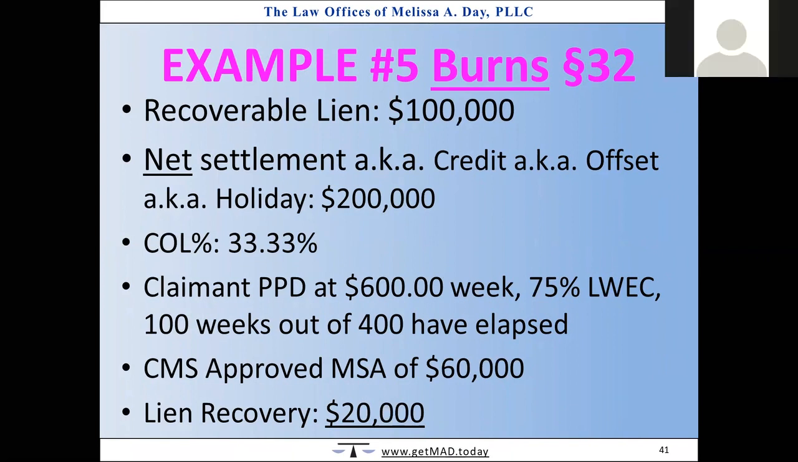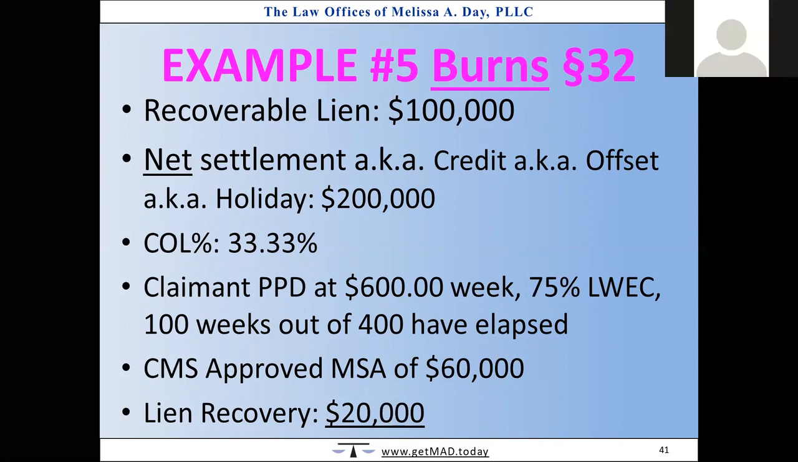We have a recoverable lien of $100,000, so that means we have $100,000 to pay toward a future Section 32 agreement, and we have a credit of $200,000. The claimant's PPD is $600 a week, 75% LWAC, 100 weeks remain out of 400, so we have 300 weeks remaining. We have our Burns obligation against that weekly benefit of $200 a week. Okay, that's where my error was. So our Burns obligation on the indemnity is going to be the same $60,000 from our first example. Our Burns contribution against the indemnity is $60,000.